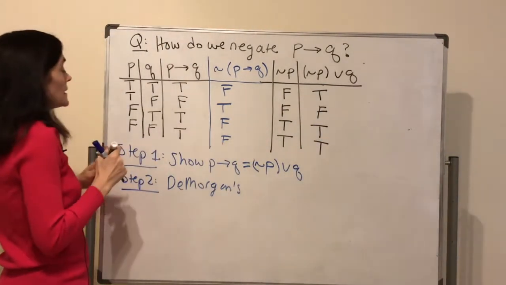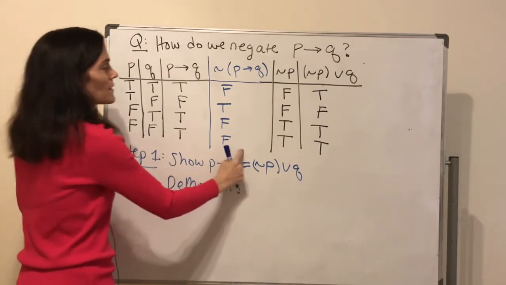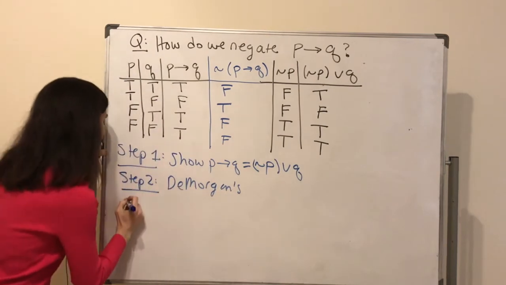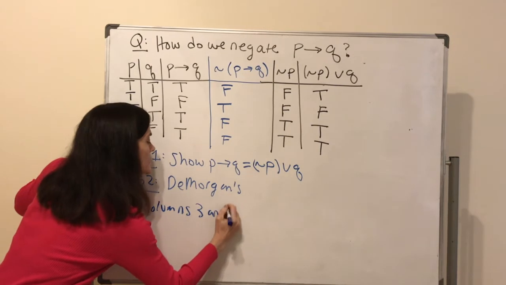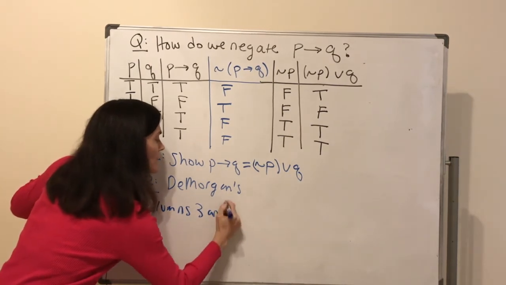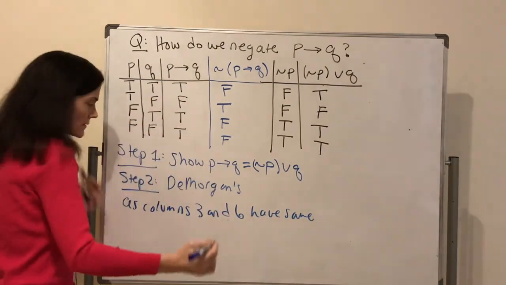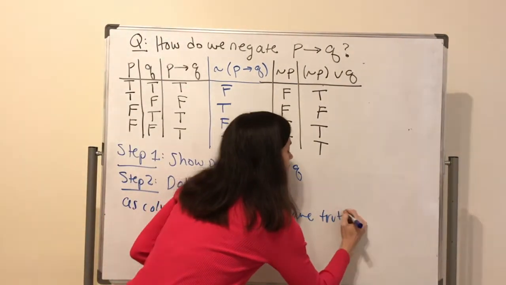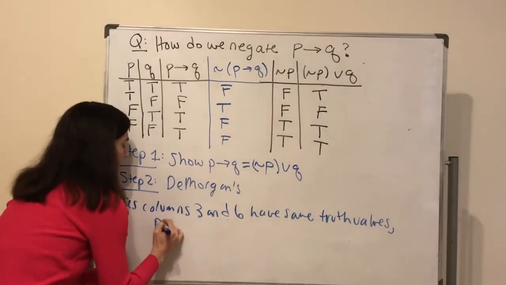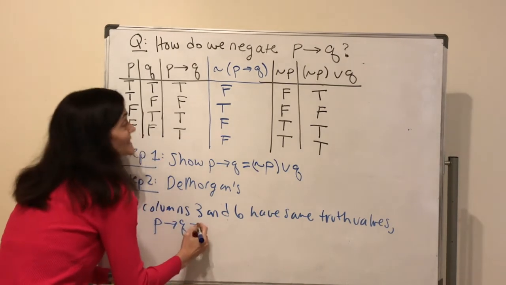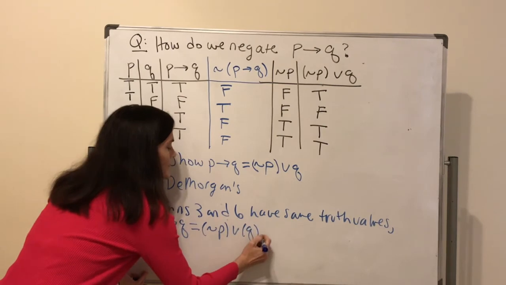Now, if you look at this, this is column 3 and 6. As columns 3 and 6 have the same truth values, well, we see that P implies Q is logically equivalent to not P or Q. Okay?